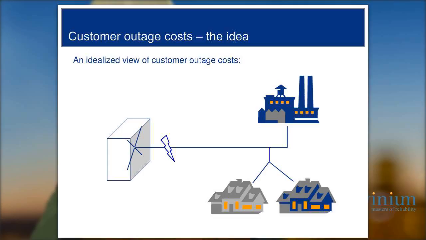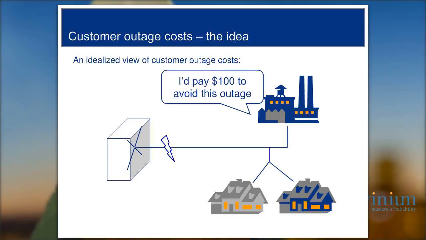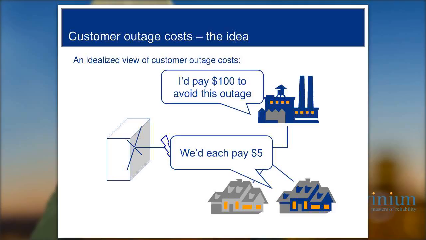So let's imagine we've got this feeder with some residential customers and an industrial customer attached to it. In a perfect world, we'd like to go knock on the door and ask these customers, well, there's a chance this cable is going to fail, and you'll be out of service for maybe 2 hours until we can switch you back in. How much would you be willing to pay us to avoid this outage? And then we'll use that money to refurbish the cable system. And so maybe your industrial customer would offer to pay $100, and the residential customers would offer to pay $5 each, and you could use that money to refurbish the cable.